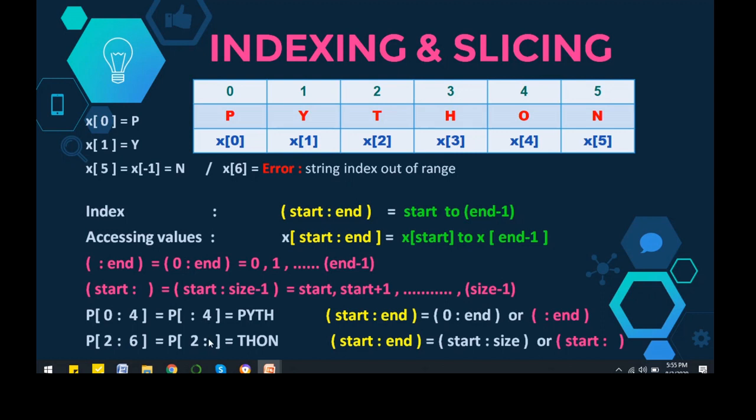And if I write it like this, it also means the same, that it will start from location 2 and reach till the end, and the end is 5. So what will be included? 2, 3, 4, 5. So the output will be THON. So this was all about accessing a subsection of the string.